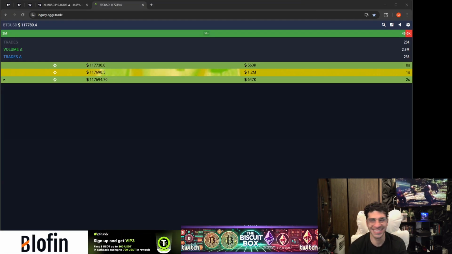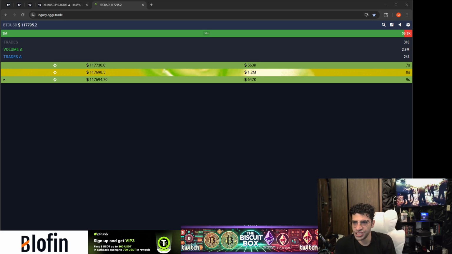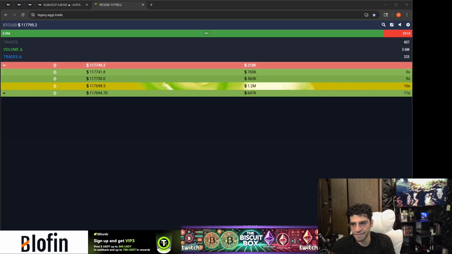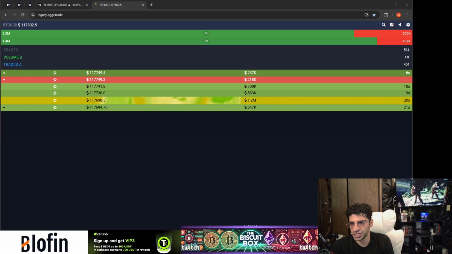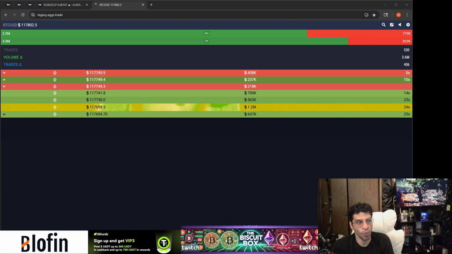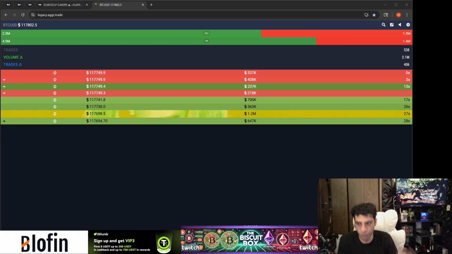So what is legacy.aggr.trade? Legacy.aggr.trade is a live volume aggregator that compiles the amount of volume that is actually being opened in the market. I think of it as the breadth in the market. Order blocks and liquidity heat maps are cool, but at the end of the day, it only matters what volume is actually being put through the market. And legacy.aggr.trade helps you see that.